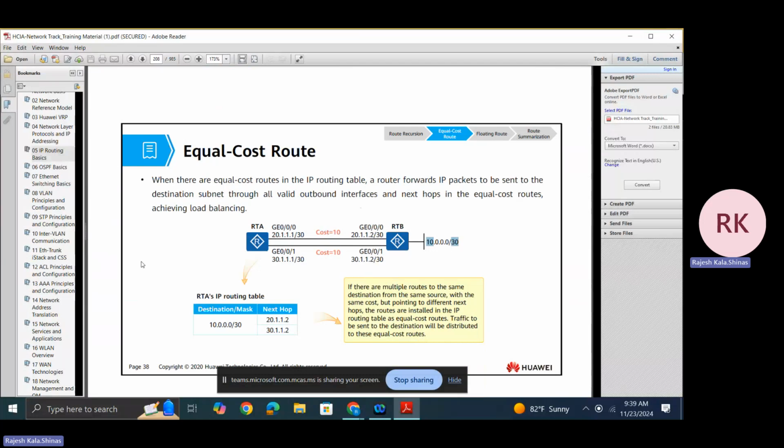And I will share the load. If I have more packets, some will go to this path, some will go to this path. This is load sharing. Equal cost route means we have two routes to the same destination with the same cost 1010. I can add both in my routing table and I will share my load. More packets means some will go this way, some will go this way.